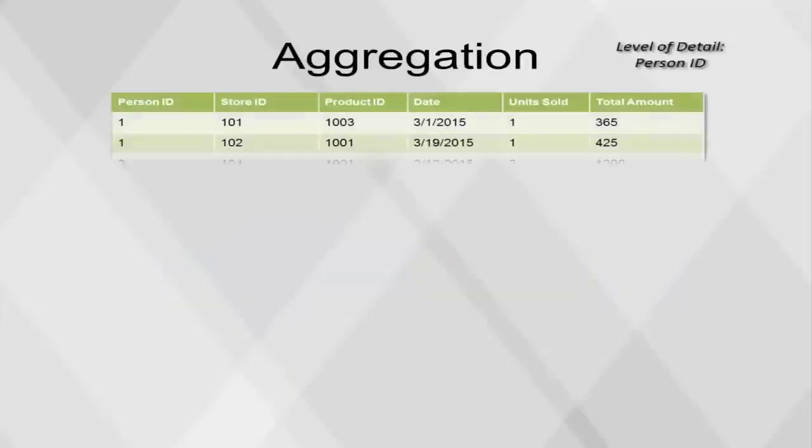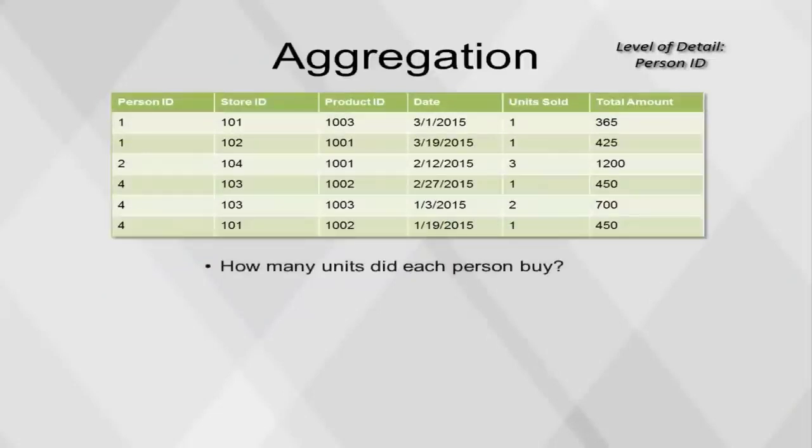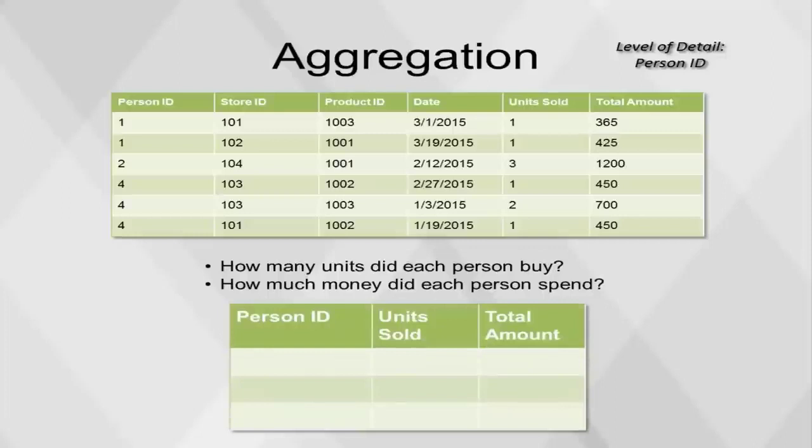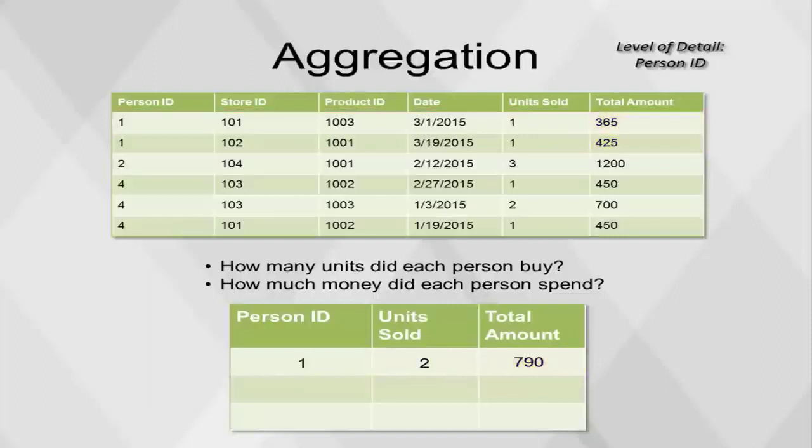For this example, we'll aggregate at the person level of detail to answer the following questions. How many units did each person buy? How much money did each person spend? For each person ID, we need to calculate the sum of units sold and the sum of the total amount. Starting with person ID 1, we see that there were 1 plus 1 equals 2 units sold, and 365 plus 425 equals $790 spent. These values are populated in the resulting table. Similar calculations are done for every person ID in the original table.